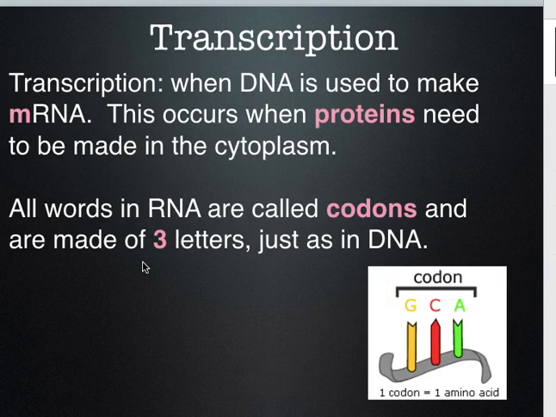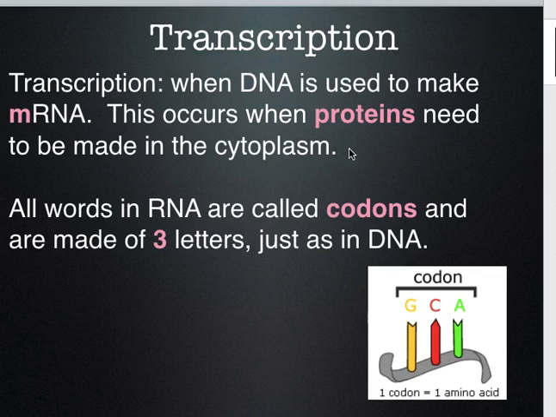Now, transcription. Transcription is when DNA is used to make mRNA. And this occurs when proteins need to be made in the cytoplasm. So somehow in the nucleus, a gene is activated. And we talked about in differentiation, when we're growing up in the womb, is that these little baby stem cells become differentiated adult cells. And so the genes that a cell no longer needs are permanently shut down.